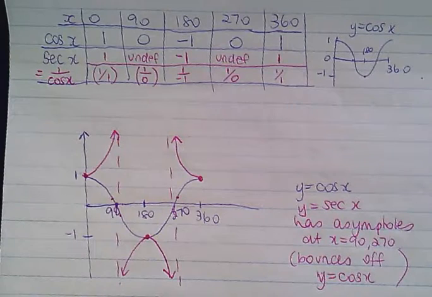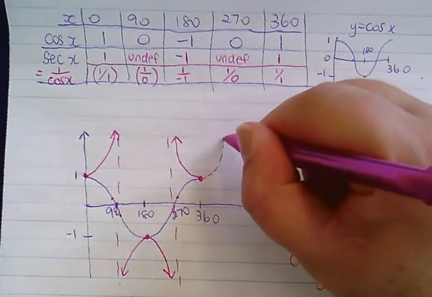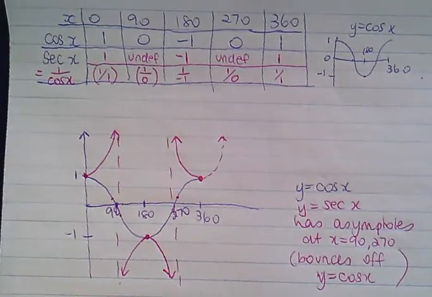And you put your asymptotes where the cos curve is 0. Okay? And of course, this would repeat over here. And notice we've got asymptotes every 180 degrees.